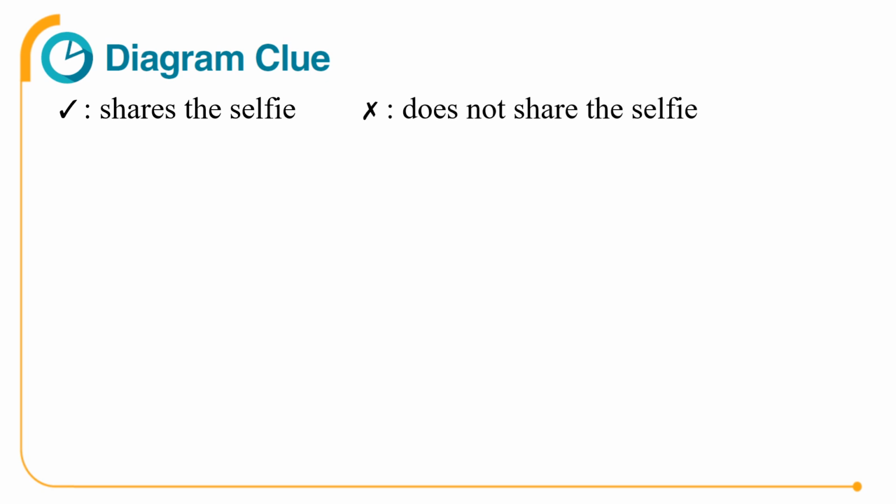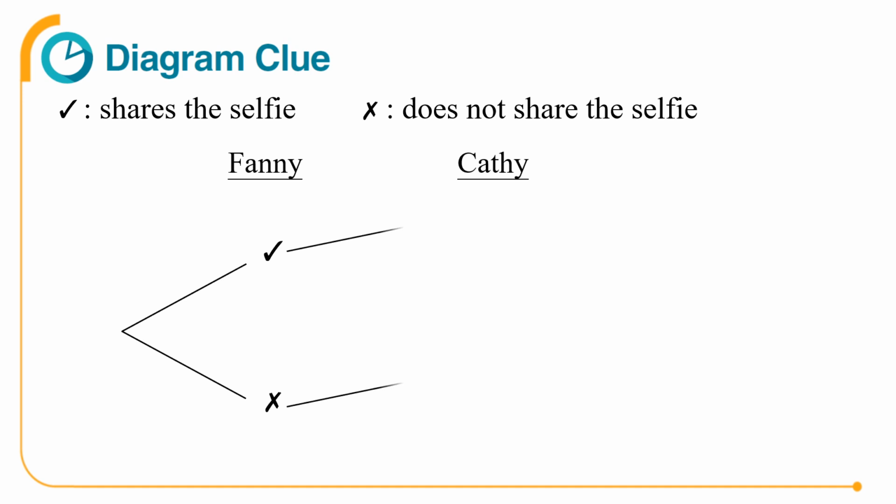Let's draw a tree diagram to list out all possible outcomes first to help us visualize the problem. A tick denotes that a girl shares a selfie and a cross for not sharing. For Fanny, she may or may not share the selfie, and these two events are complementary events obviously. Note that the decisions of Fanny and Kathy are independent events. So Kathy can choose whether to share the selfie or not, no matter what decision Fanny has made.